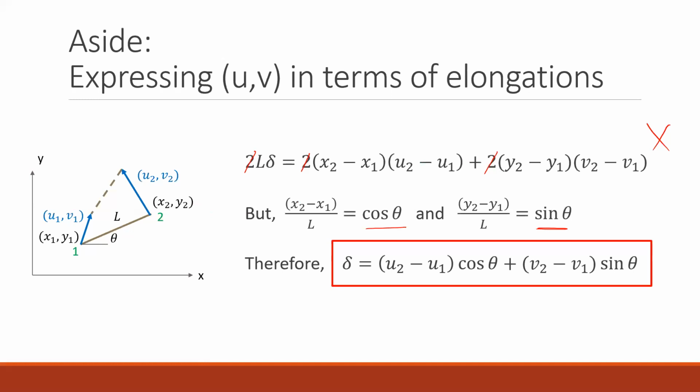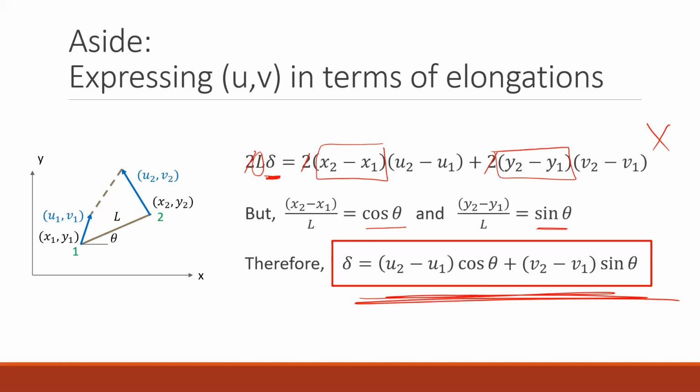Therefore, I can plug those in for this over L and that over L. And I get that this del is then equal to u2 minus u1 cosine theta, plus v2 minus v1 sine theta. I know I went really fast, it's because I don't really care that you memorize all those steps. This is just a derivation. What I want you to remember is this equation here. This elongation of the member is related to what movements its ends have.